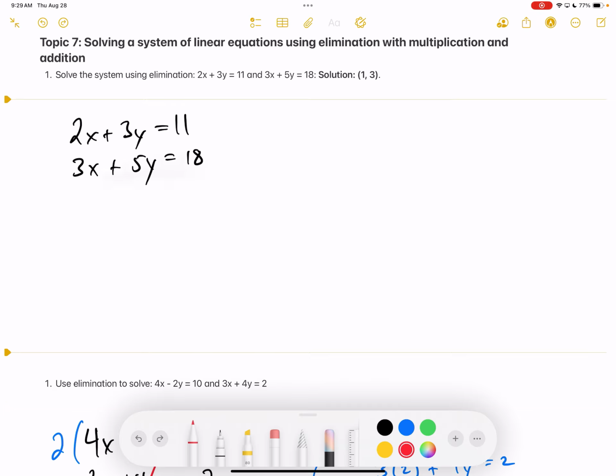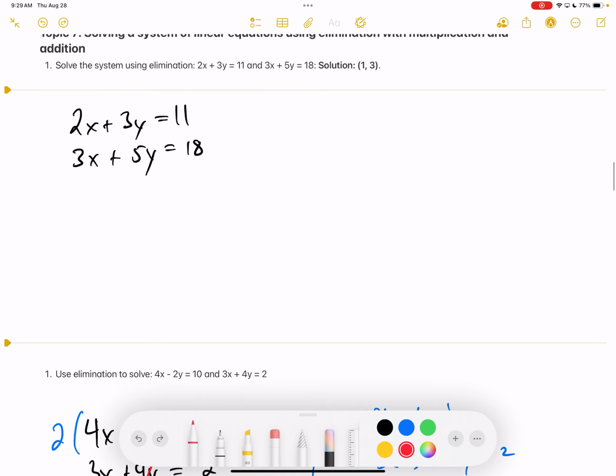So when I look at my x's right here, when I see 2 and 3, the first number that comes to my head is 6. When I look at my y's right here, the first number that comes to mind is 15. So I'd probably rather do the x's because 6 is smaller than 15. That's the only real reason why. So I need to make this 2x be positive 6x, and I need to make this 3x be negative 6x.